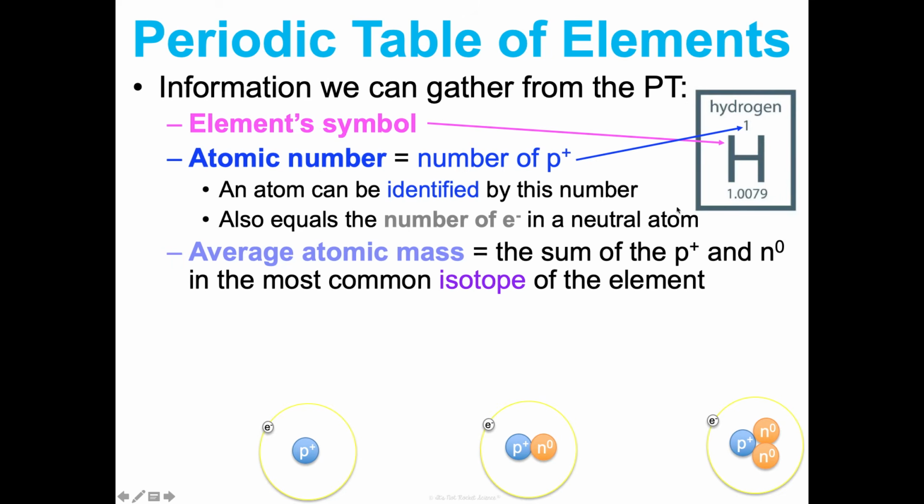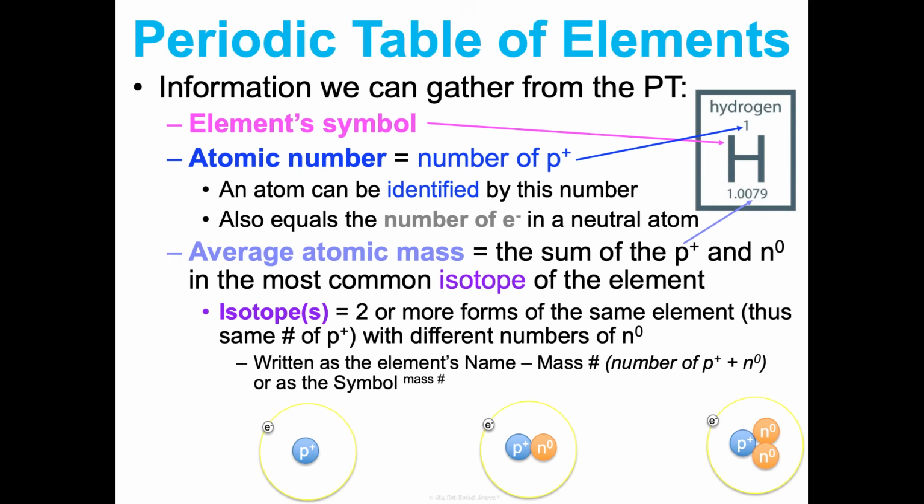The other number that's on the periodic table is the average atomic mass, and it's usually going to be shown in a decimal form. So basically, it's an average of the mass numbers of all the isotopes of an element. So the mass number is the sum of the protons and neutrons in the nucleus of the atom. And isotopes are 2 or more forms of the same element. So they would have the same number of protons, but different numbers of neutrons. And so we would average those all out and how often they occur in the environment. And that's what gives us our average atomic mass. So it's representing the most common isotope or form of that element.